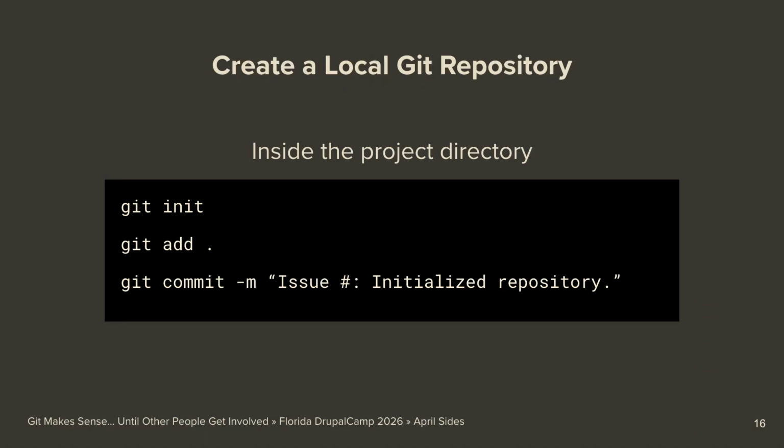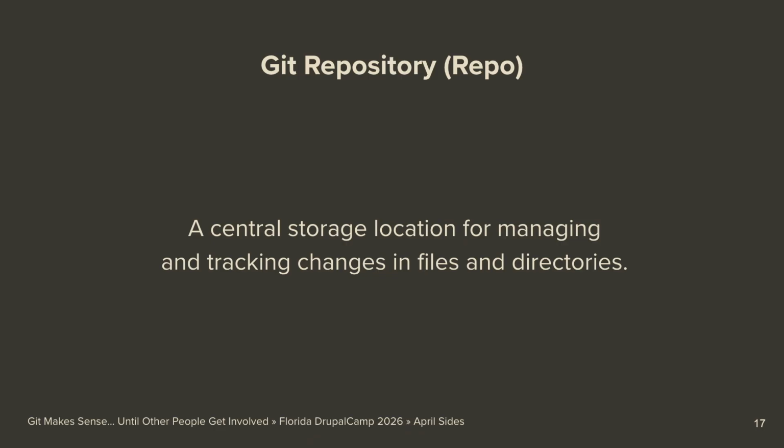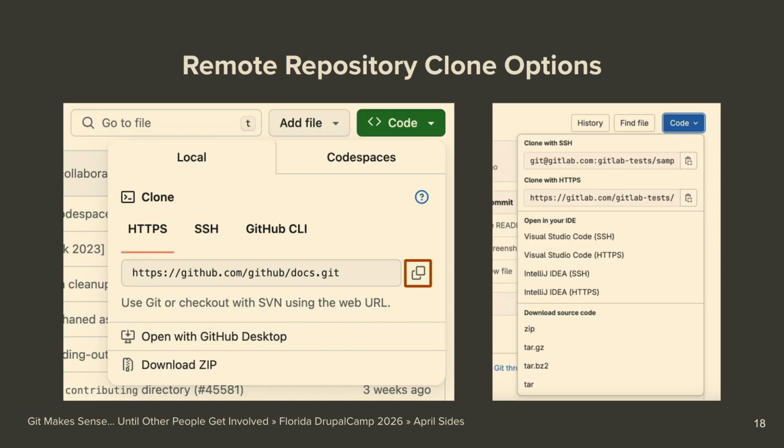Common Git commands, we're all fairly familiar here. You can initialize local repos with git init. You can do git add period to add everything in that directory, and then do a git commit -m with a message that says this is the initial repository or whatever your changes are later on. So a Git repository is a central storage location for managing and tracking changes in files and directories. I guess I already kind of said that.